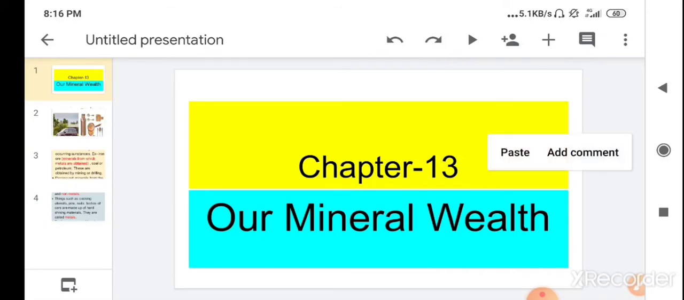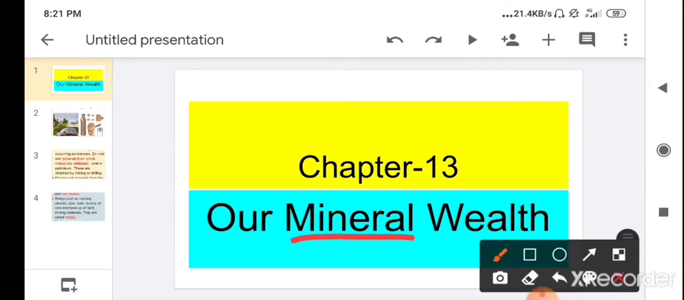Children, in chapter number 9, natural resources, you have learned about natural resources. Can you tell me what natural resources are? Very good. The things which we get from nature and which are necessary for us to live on this earth are called natural resources.